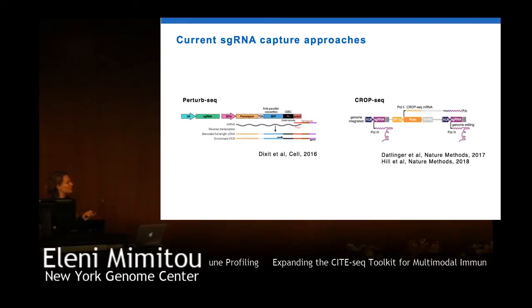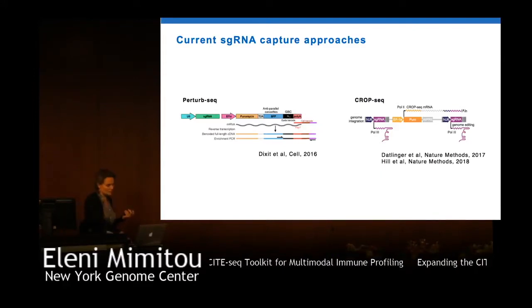You still have to clone your guides on specific vectors, and when you already have a library, you have to go back and remake it so that it's compatible with this style of capture.